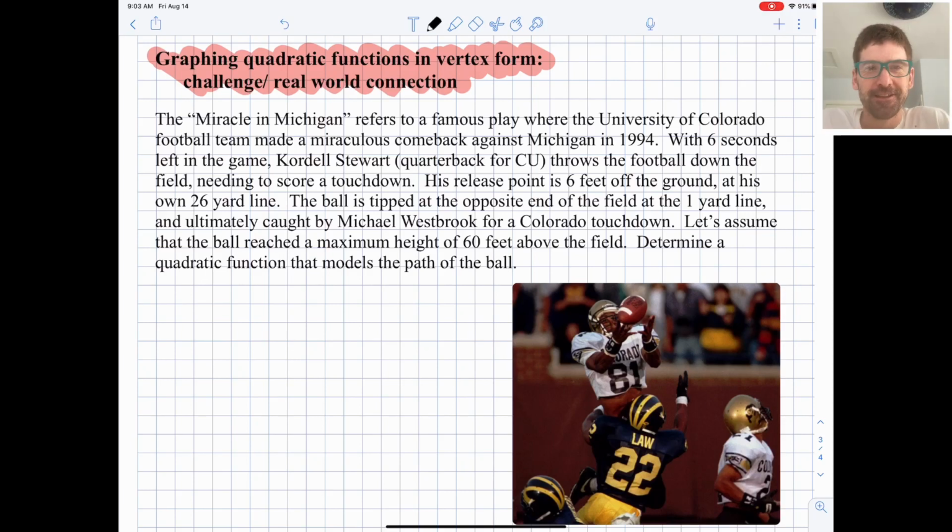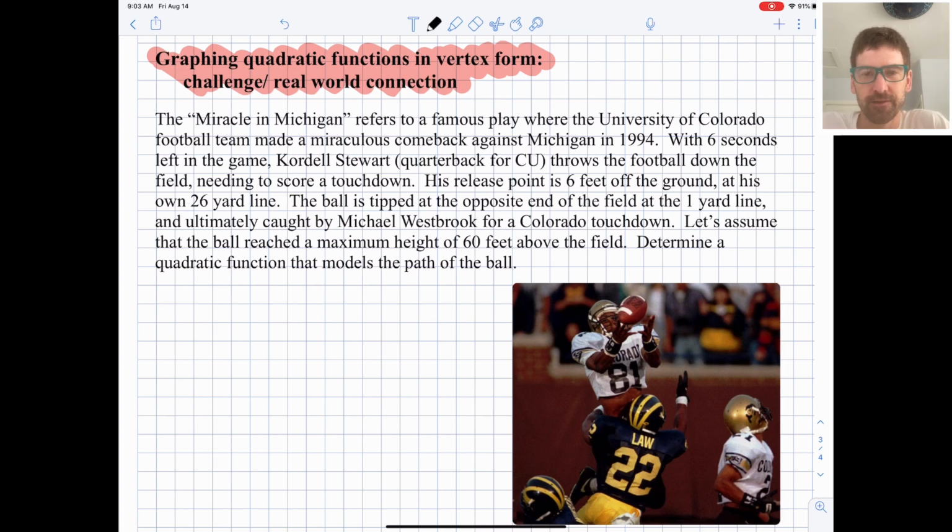All right, this is a challenge problem and real-world connection problem in our unit on quadratic functions, specifically about graphing quadratic functions in vertex form. And this refers to an absolutely true scenario, one of the greatest college football plays of all time, which happened in 1994. It's referred to as the Miracle in Michigan, and it happened at the University of Michigan.